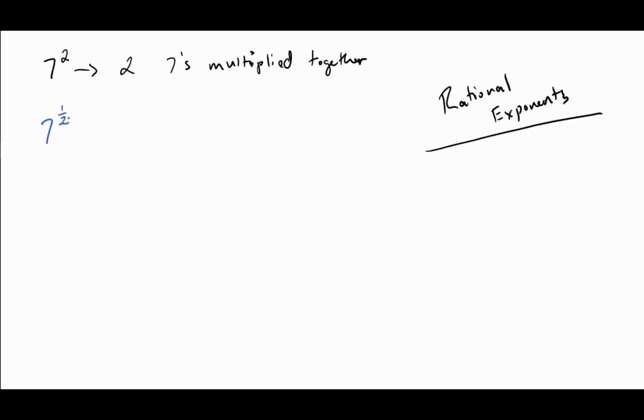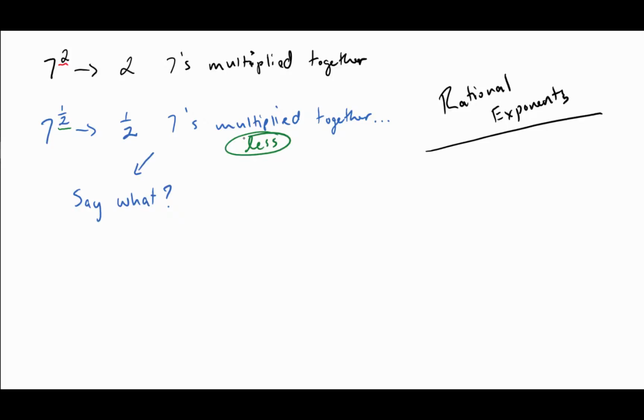Well, let's try to use our same definition here. What does that mean? That we have 1/2 7s multiplied together? Say what? What does that even mean? What it ends up meaning is, and again, we're not going to get into too many details with this particular case, but saying that we have 2 7s is saying that we have more than a 7. Okay? We're increasing the number of 7s. So it would make sense that if we have half for our exponent, that means we're going to have less 7s. We're going to decrease the number of 7s.